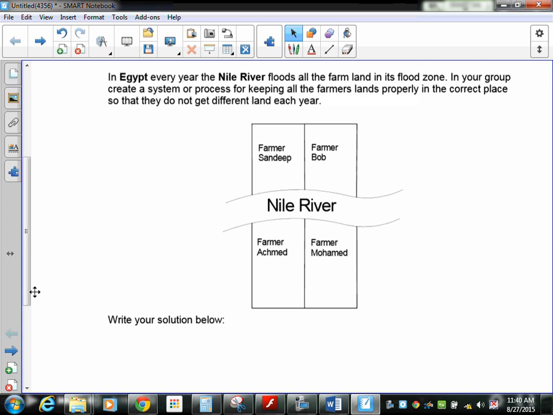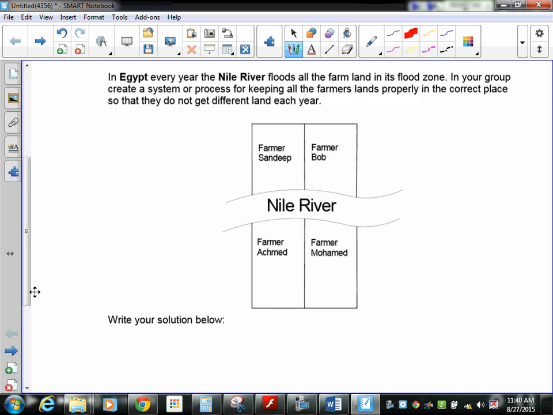I would put you in groups, and I would ask you to figure out how you think they would make sure that every year after the flooding, everybody got the exact same farm area back each time. So this is what they would do. If you take a look, I've got 4 farms here on the Nile River.